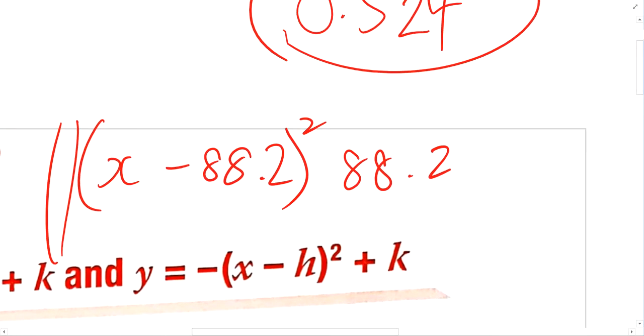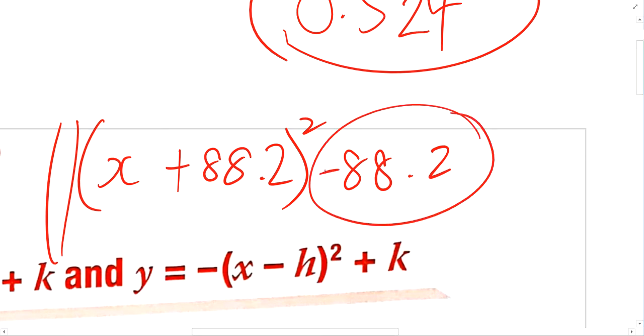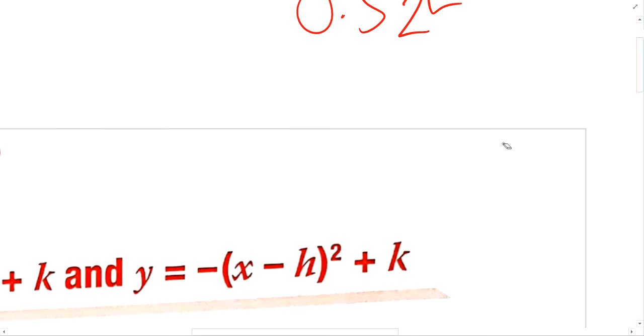Oh, what about this one? When we have this x plus 88.2, what is the special number I want you to recognize? Negative 88.2. Why? What's so special about negative 88.2? Because when x equals negative 88.2, the expression equals 0. Can follow? Okay, later I'll tell you why you need to know this, but let me just test you.